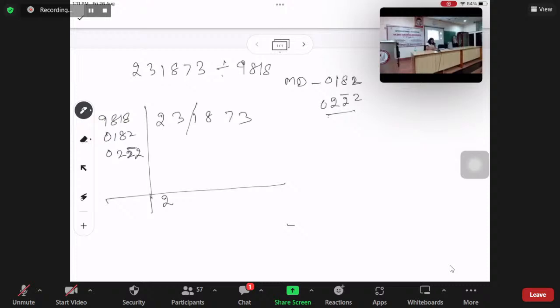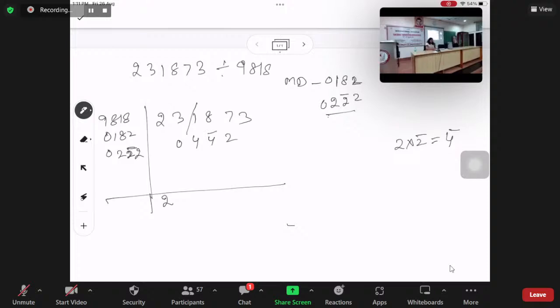So 2 into 0 is 0. 2 2s are 4. 2 2s are 2 into 2 bar. This is negative number. Basically, this is 2 into minus 2, which is going to be minus 4. So 4 bar. Is it clear? So this is 2 into 2 bar is 4 bar. 2 into 2 is 2.